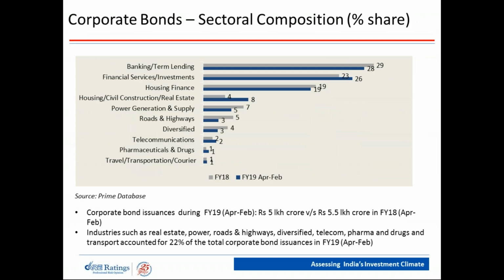Corporate bond issuances this year have been lower. As per data from Prime database, corporate bond issuances during April to February 19 is rupees 5 lakh crores compared with rupees 5.5 lakh crores of last year. Industries such as real estate, power, roads and highways, telecom, pharma and transport accounted for 22% of the total corporate bond issuances this year.